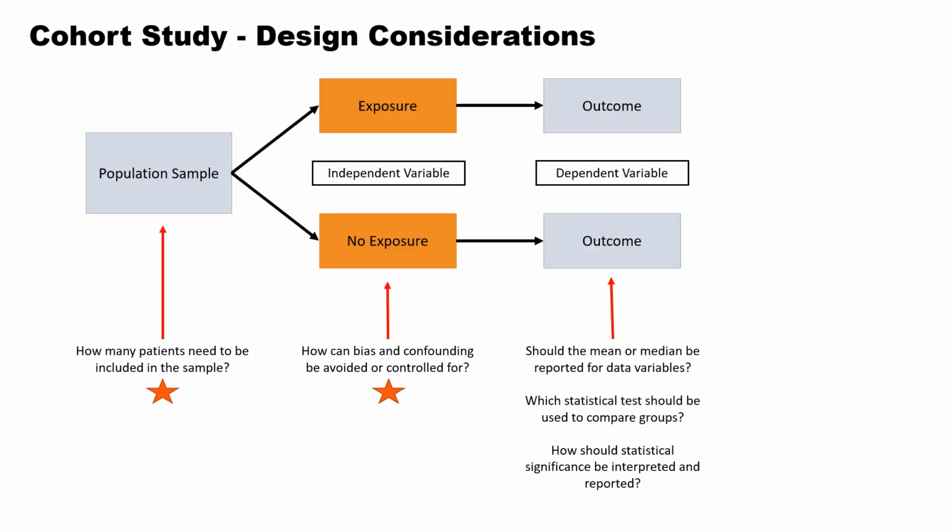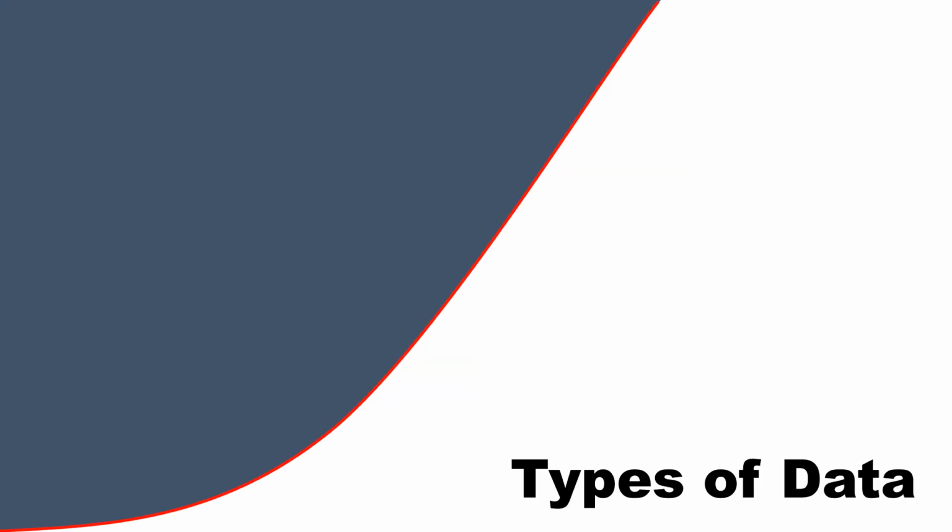So we have talked about how many patients need to be included in our population sample, and we've talked a little bit about bias and confounding and how we might employ some different strategies to avoid them or control for them. So now we need to talk about our actual data reporting in terms of should the mean or median be reported for data variables? What statistical tests should we be using to compare groups? And how should we report and interpret the statistical significance of our selected statistical tests?